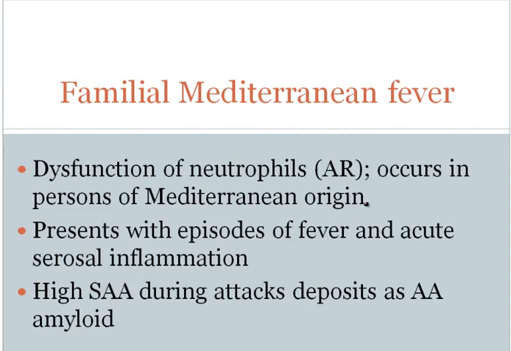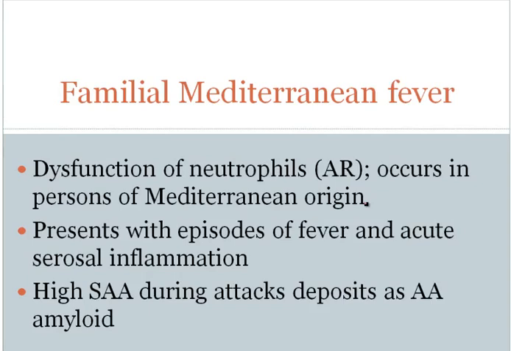It also will usually involve serosal surfaces. And if it's going to involve serosal surfaces, we'll get some very classic findings. For example, if it involves a serosal surface of the heart, that's the pericardium, it can present mimicking myocardial infarction. If it involves the serosal surface of the abdomen, it can present mimicking acute appendicitis. And so these are some of the classic clinical symptoms of familial Mediterranean fever.